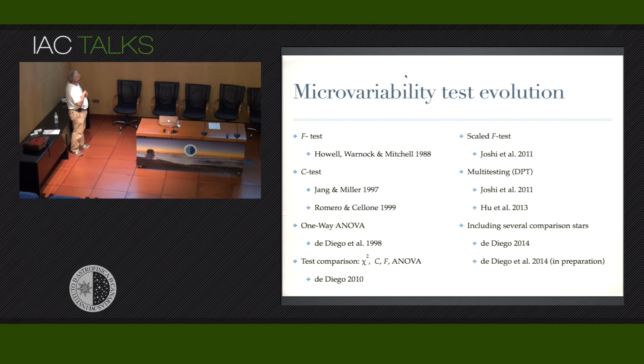And what I have done this year is make a study of how to include several comparison stars in the analysis. And this has been done in a paper which has now been accepted in the Astronomical Journal, and another paper that we are preparing with my collaborators here.